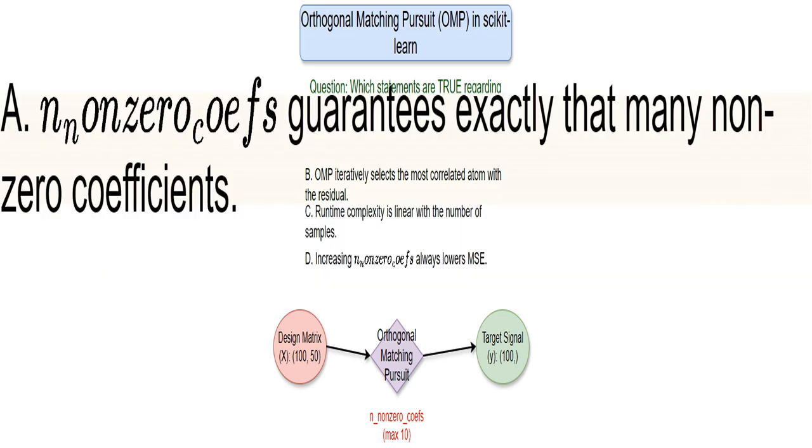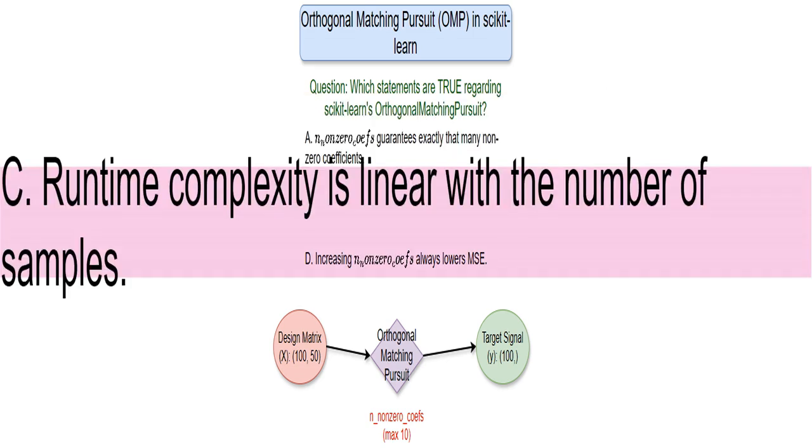OMP works by repeatedly choosing the feature that best explains the remaining signal. That is, at each step, it selects the feature, column of X, with the highest correlation with the part of the signal I haven't yet explained. The parameter NNONZEROCOEFS sets an upper limit, not a guarantee. It's the maximum number of non-zero coefficients. OMP might stop sooner if the reconstruction is already good enough.